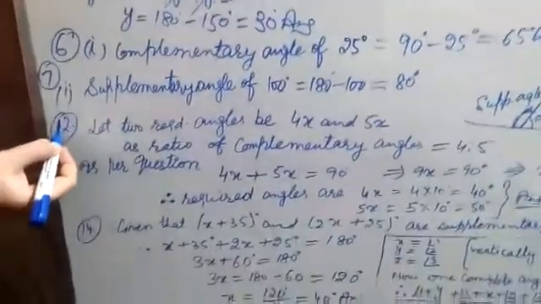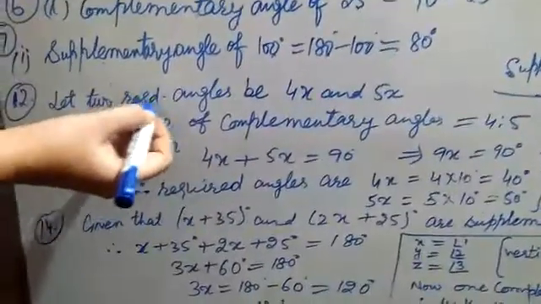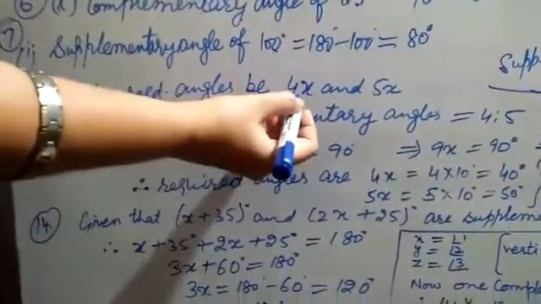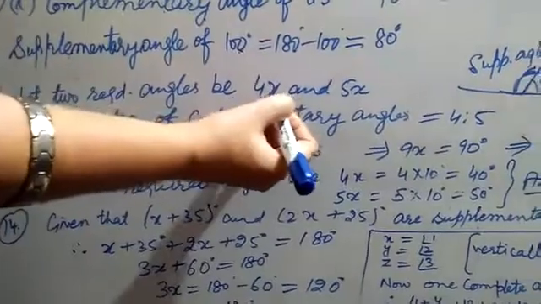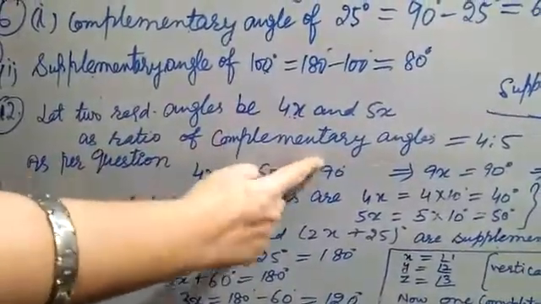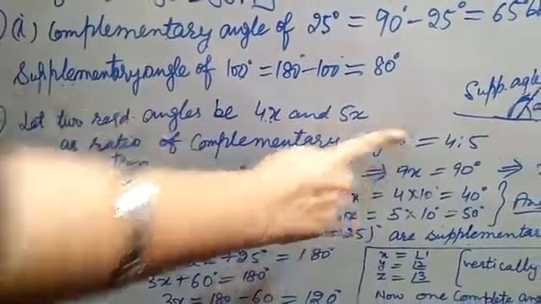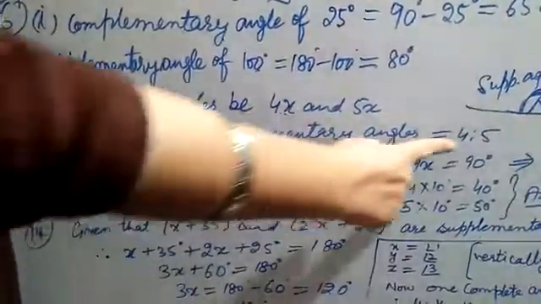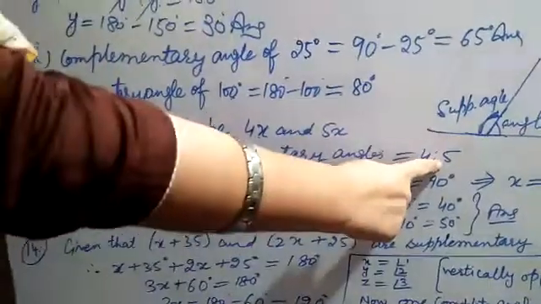Next we have sum number 12. Two required angles, let it be 4x and 5x. Why have I taken 4x and 5x? Because the ratio of the complementary angles is given as 4:5. So let the first angle be 4x and the second angle be 5x.